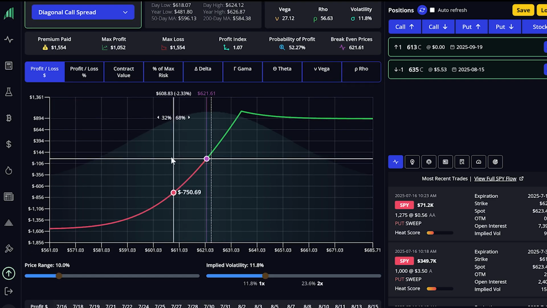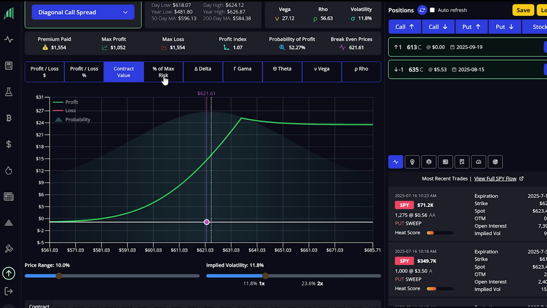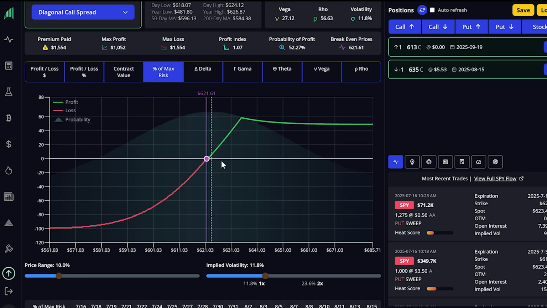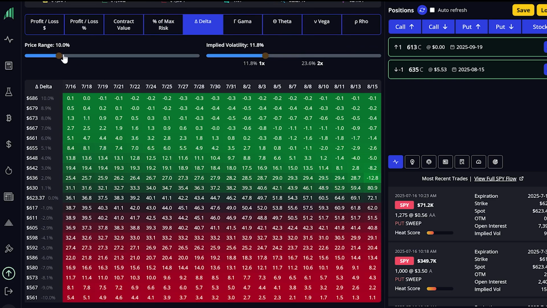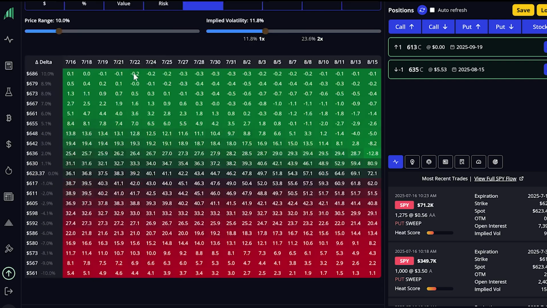But here we can see a profit and loss chart for this options strategy. You can look by dollars or percent. You can look at contract value, as well as percent of maximum risk. And then what's really nice is you can actually look at the options Greeks here in pretty great detail based on the price range and implied volatility that you expect for this trade.